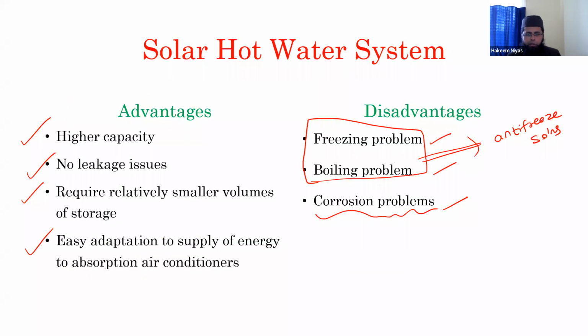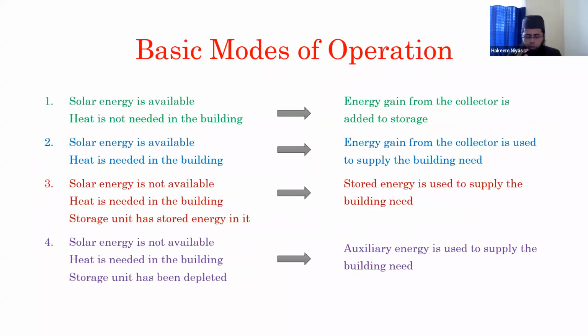Okay, before getting into heat pumps, what are all the modes of operation? If at all solar energy is available and there is no need of heat, sunlight is available and I don't want any heat in the building, it means the heat will be stored in the storage system. If solar energy is available and heat is needed, it will directly satisfy the building need. Solar energy is not available, heat is needed, and the storage has some energy in it. In that case, the stored energy should be utilized to supply the building need.